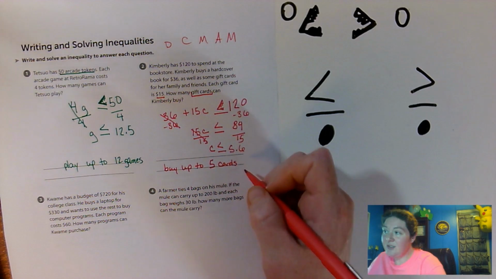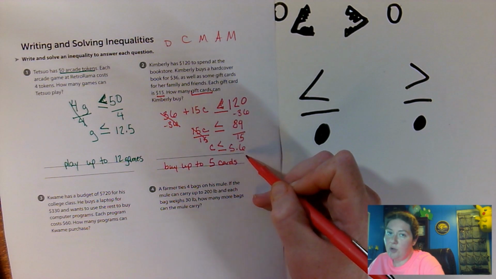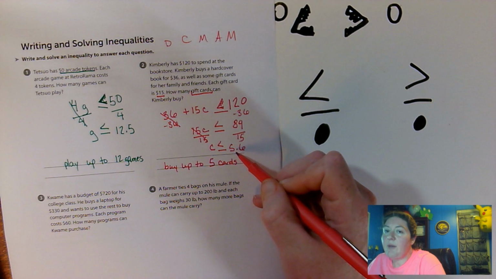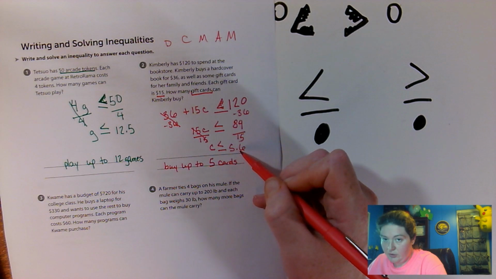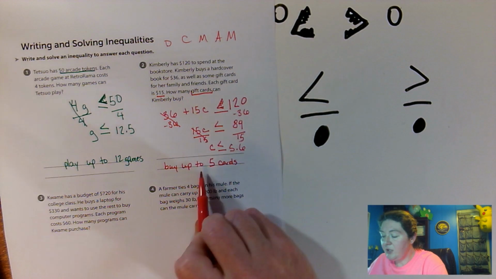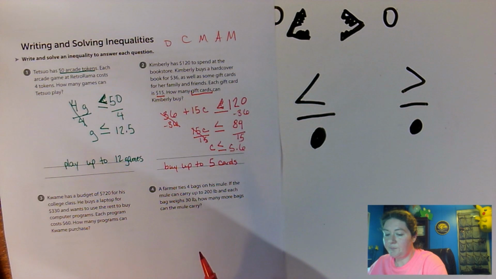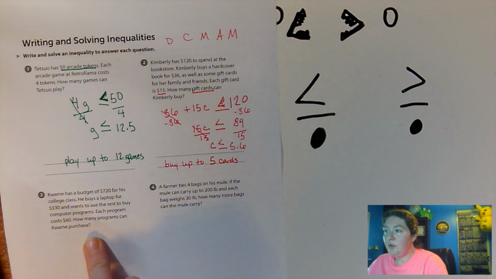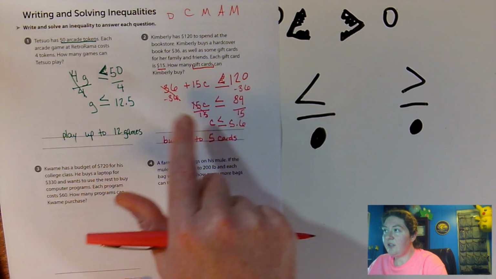Can she buy 6 cards? No. You can't buy 0.6 of a card. She can only buy 5 cards. Can she buy 3 cards? Yep. Can she buy 1? She sure can. Can she buy 7? No. She can buy up to 5 cards. That's it. I'm going to leave you to do number 3. Number 3 works exactly like 1 and 2.